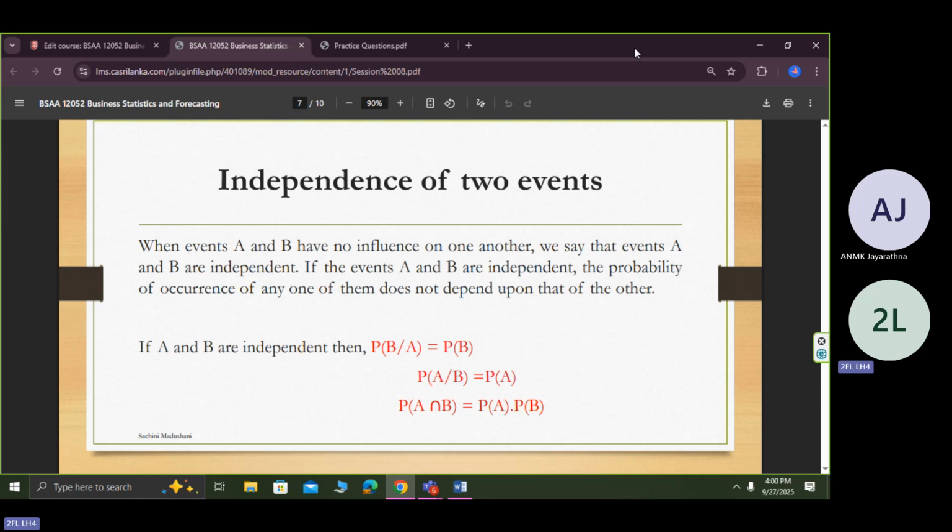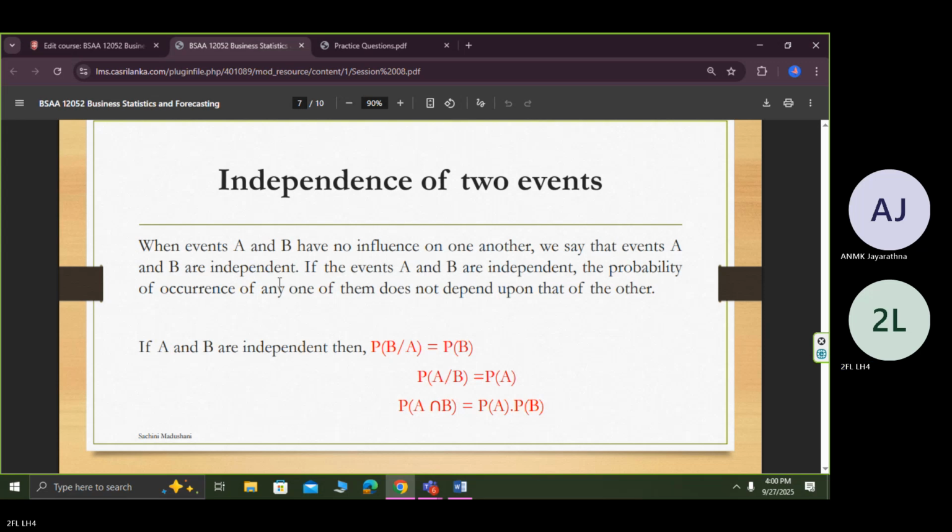Understood? Okay, then here it says when events A and B have no influence on one another, we say that events A and B are independent. Okay, no influence on one another. එක event එකක් අනිත් event එකට බලපෑමක් කරන්නේ නැහැ.